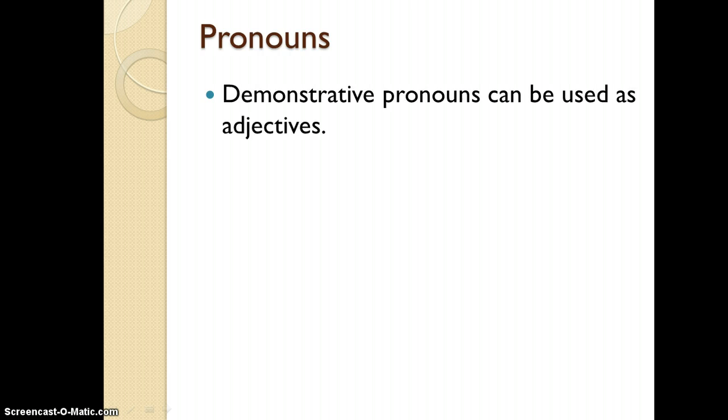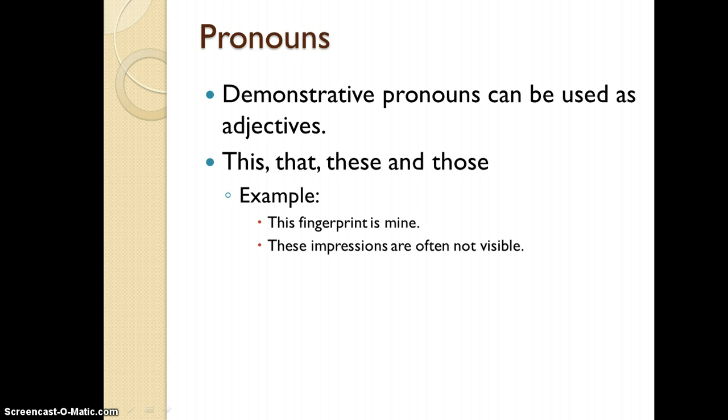So first of all, let's look at pronouns. We have demonstrative pronouns. If you remember, demonstrative pronouns are this, that, these, and those. So an example, this fingerprint is mine. And this modifies fingerprint. So in this situation, the word this is an adjective. These impressions are often not visible. Again, these is modifying the word impressions, so it would be an adjective instead of a pronoun.